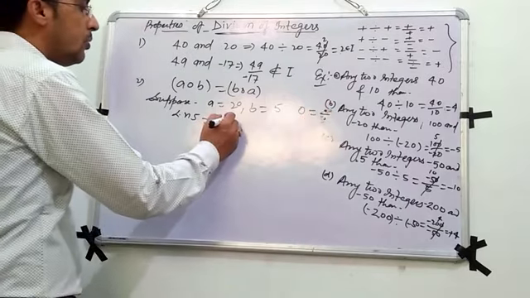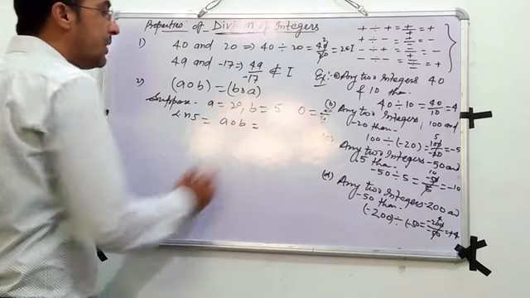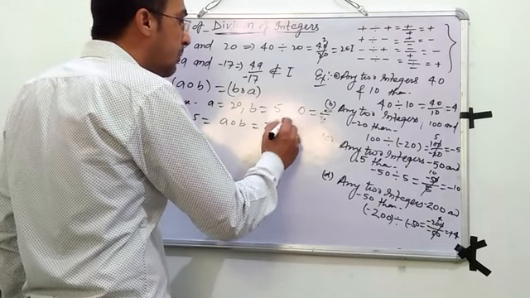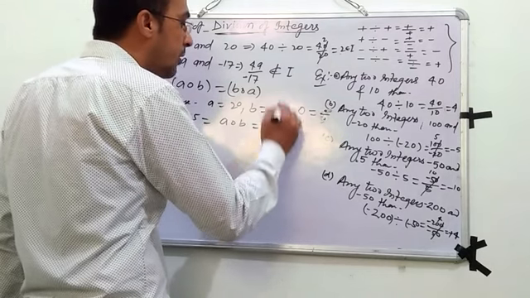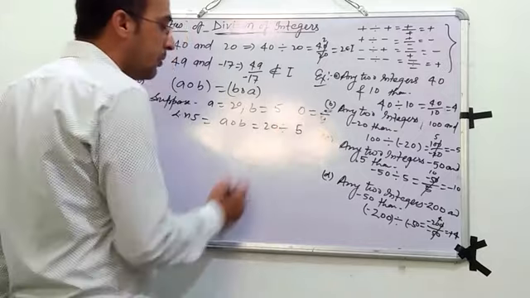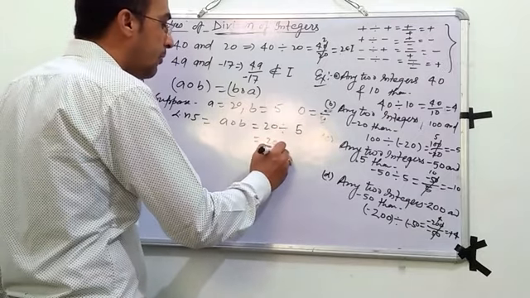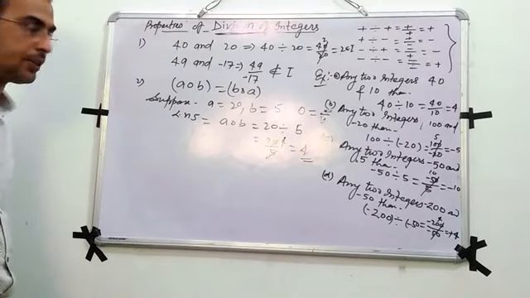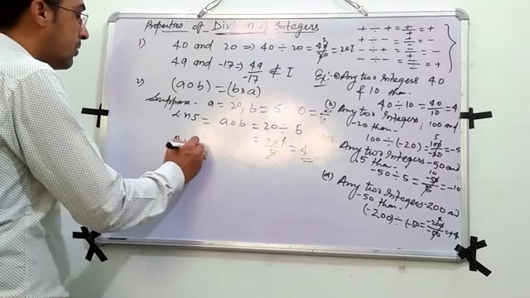LHS will equal A O B. What is A O B? A is 20, the operation is division, and B is 5. Then 20 divided by 5, how many times? 4 times. Then the result will be 4. Is it clear? Now RHS.